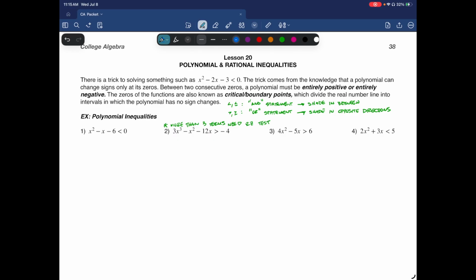Now, number 2, we have more than 3 terms. So we're going to have to do a little extra on this. We're going to have to do the rational zero test, or the rational zero theorem that we talked about earlier in a previous lesson, in order to find what all our zeros are. And then we'll have to graph. And because of the extra steps, the graphing is not going to be as straightforward, but we'll talk about that when we get there. Okay, so let's get started.